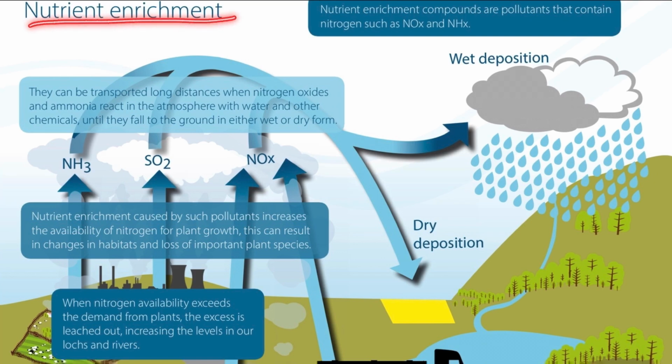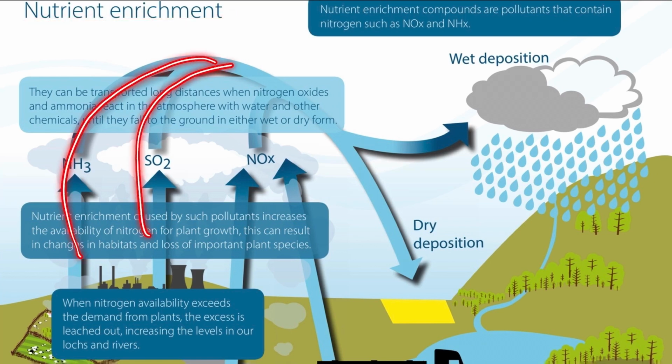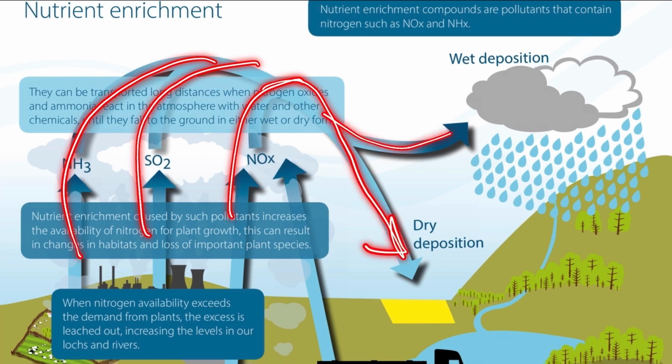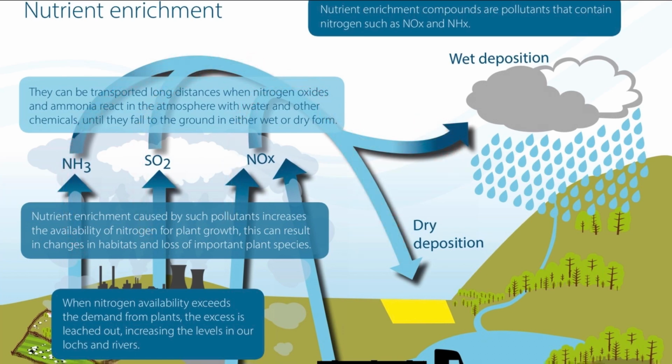And why do we call it nutrient enrichment? When these are produced and converted into products, they fly long distances from their place of origin, and they come onto the ground either in the form of dry deposition or wet deposition. When they drop on the plants, because they contain nitrogen and sulfur, they temporarily boost the growth of the plant. That is why the word nutrient enrichment has come. However, this seems advantageous for the plants, but actually it is not so much.